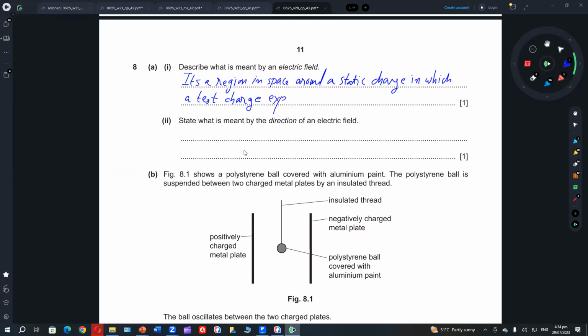So now copy with me in your book. Copy with me in your book. It is a region. Done.